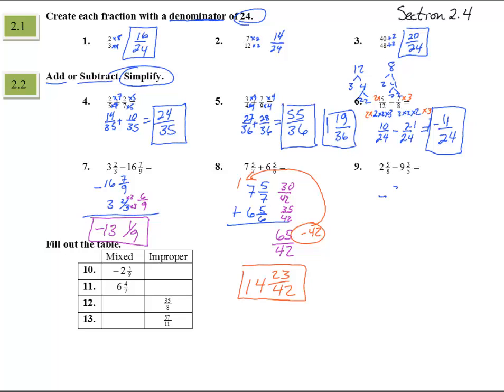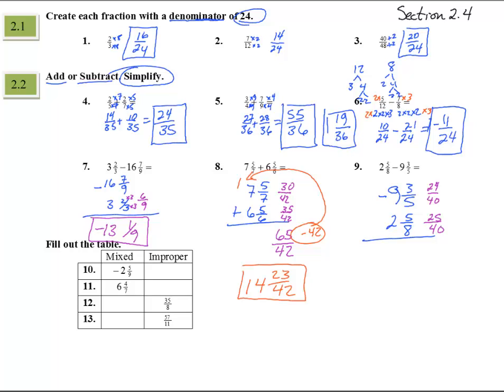Subtract with the bigger one on top, 9 3/5 and 2 5/8. Common denominator between 5 and 8. 5 times 8 is 40. I don't think there's going to be a smaller one than that, so we change this to a 40 by timesing by 8, timesing by 8, timesing by 5, timesing by 5.